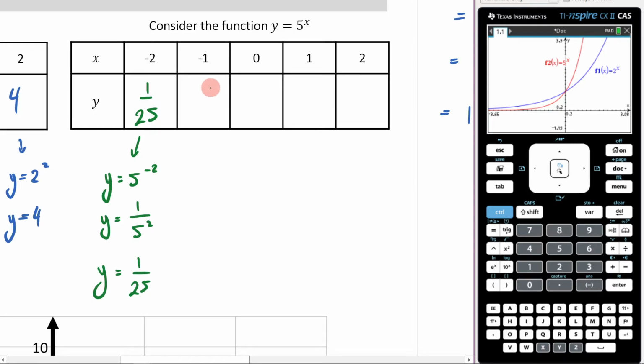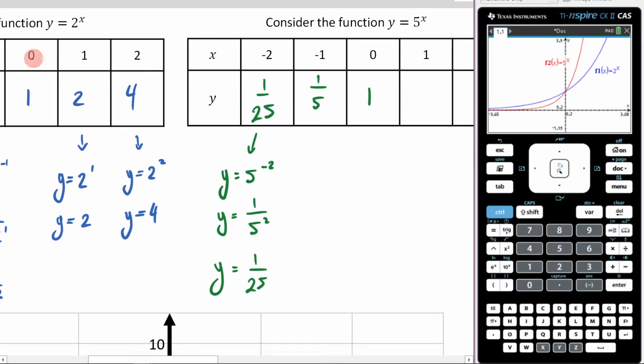What will this one be? This will just be 1 on 5. This one will be, now this is an important one. If I was to let x be 0 here, what's 5 raised to the 0? It's just 1. Do you see how that's the same as what we had over here?